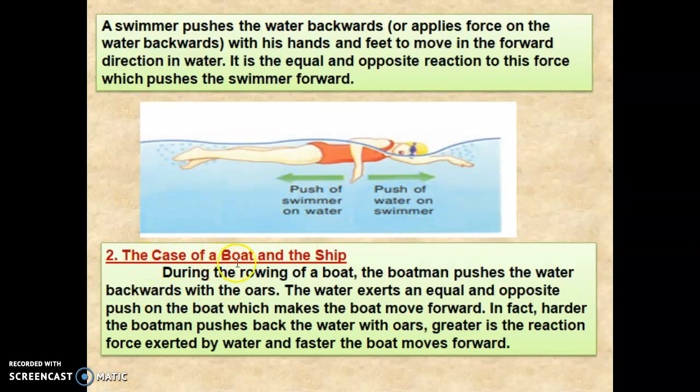Second case: a boat and ship. During the rowing of a boat, the boatman pushes the water backward with the oar, but the water exerts an equal and opposite push on the boat, which makes the boat move forward. In fact, the harder the boatman pushes back the water with the oar, the greater is the reaction force exerted by the water, and the faster the boat moves forward.